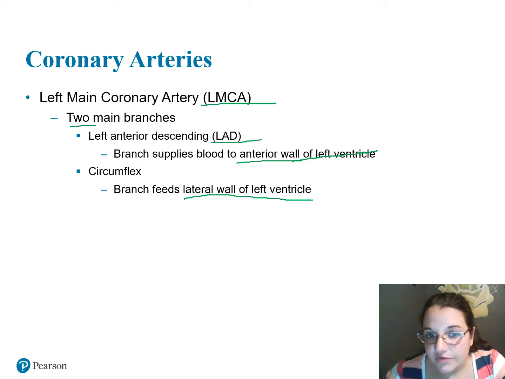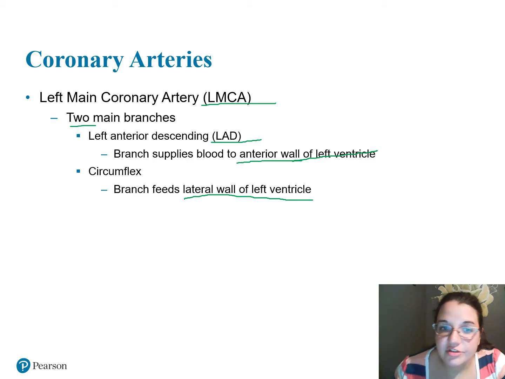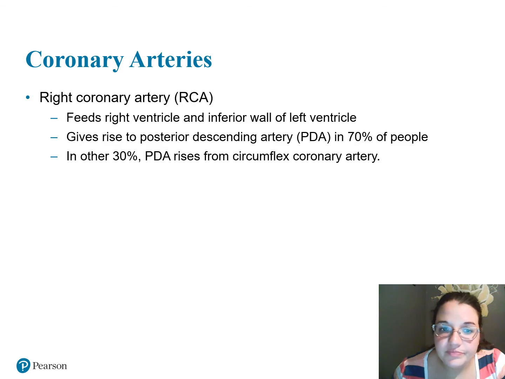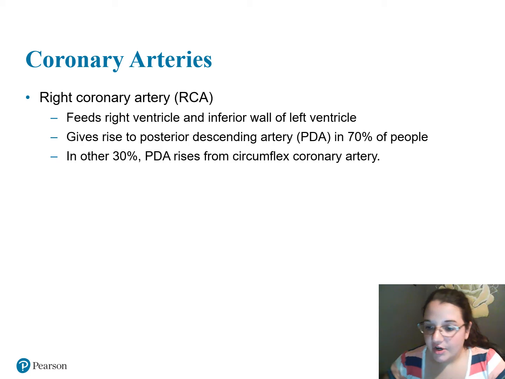So what's most important for you to know is these abbreviations and the two branches off of the left main coronary artery, which is your LAD and your circumflex. LAD supplies blood to your anterior wall, and your circumflex supplies blood to your lateral wall. And then you're going to have your right coronary artery. So I correct myself, I did say RAD. Ignore that, scratch that. The two are circumflex and LAD.